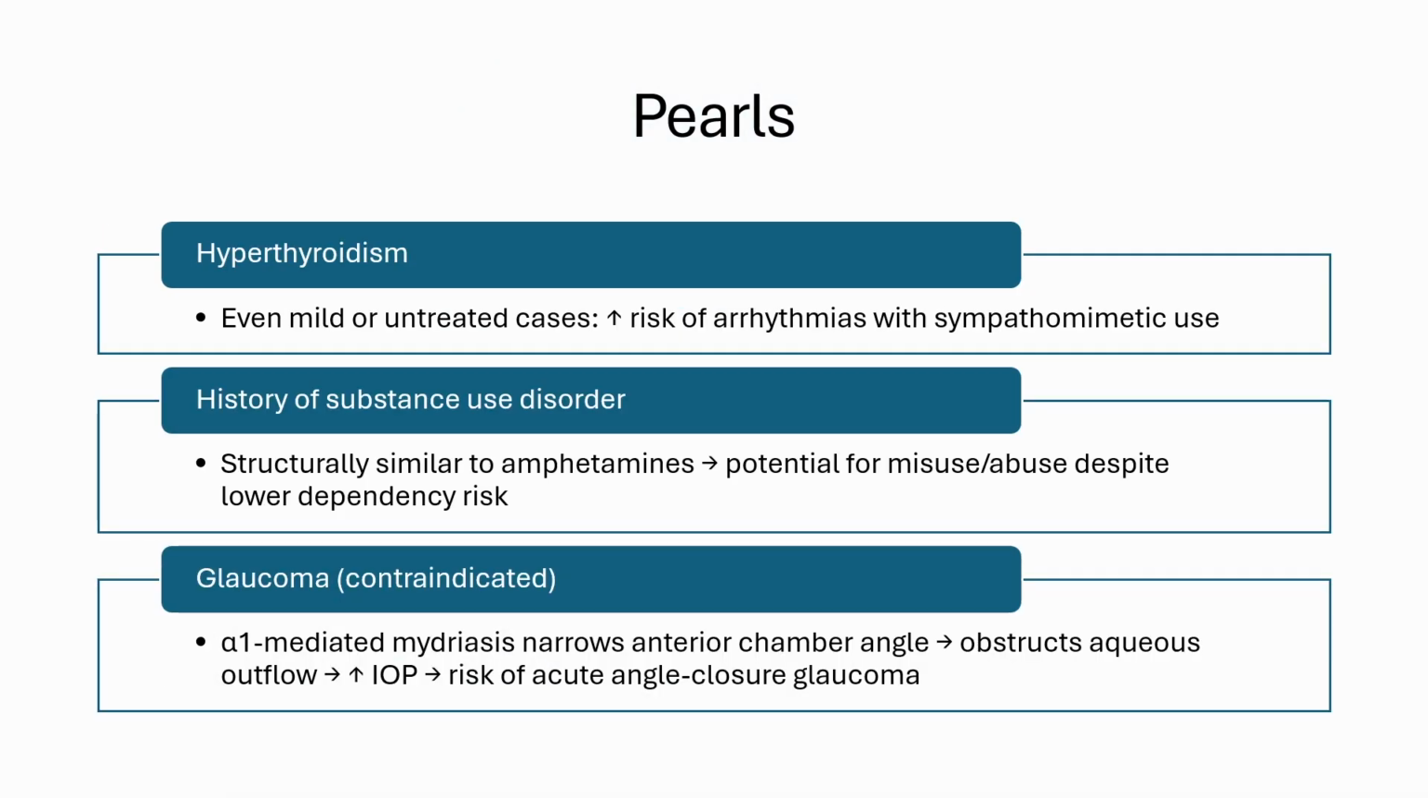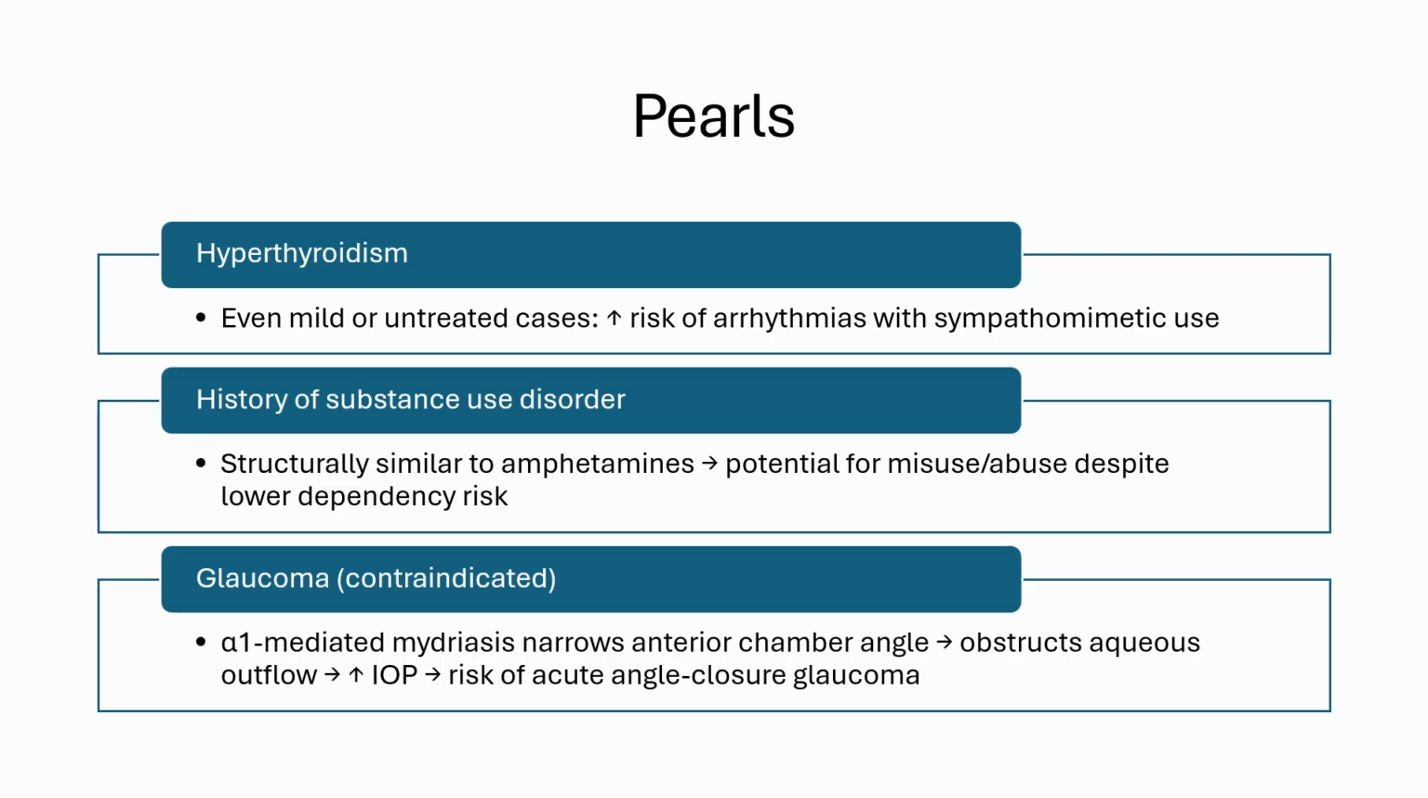For hyperthyroidism, even in mild or untreated cases, the use of these medications can precipitate arrhythmias. Regarding the contraindications for patients with a history of substance use disorder, because these medications are structurally similar to the amphetamines, there is a potential for misuse. Even though the risk for dependency is lower, the potential for abuse cannot be ignored.